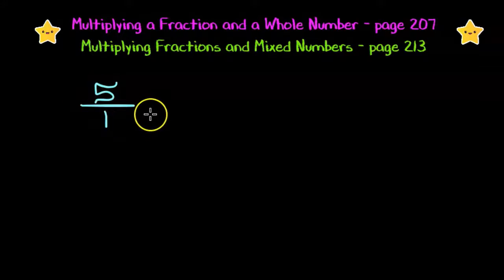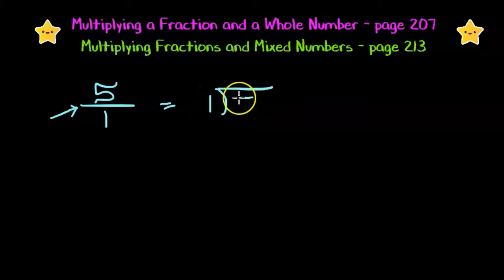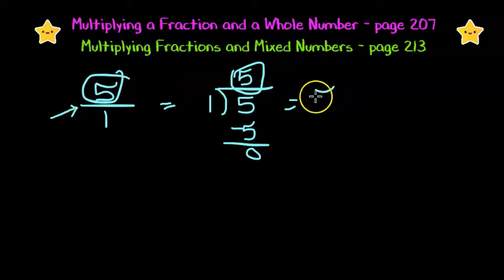If I had 5 over 1, remember I've said that this fraction bar is the same thing as divide. So that would literally be 5 divided by 1. How many times will 1 go into 5? 5 times. 5 times 1 is 5. So I have a 5 here and a 5 here. That's all the same as the whole number of 5. When I write 5 over 1, I'm not changing the value of 5. It's still 5.